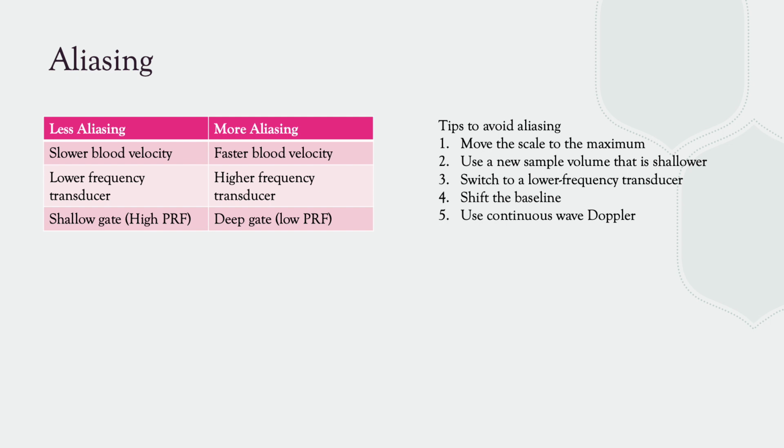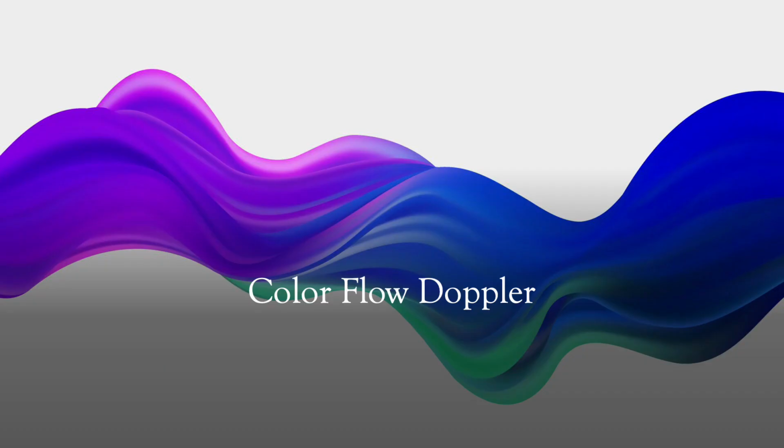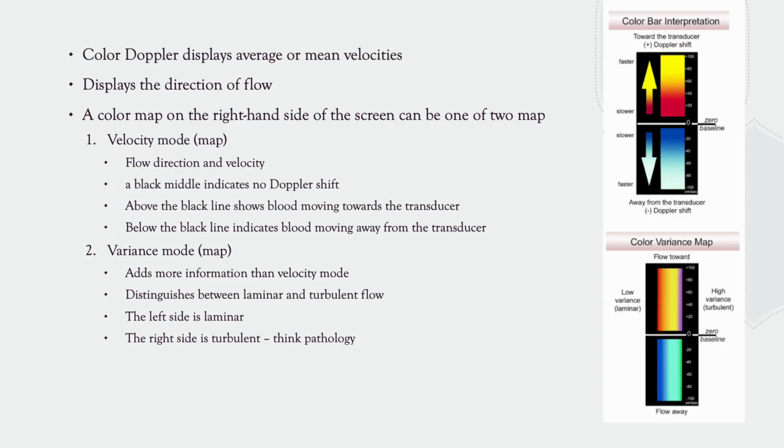Some tips to avoid aliasing are we can move the scale to its maximum, we can find a new sample volume that is shallower, we can switch to a lower frequency transducer, we can shift the baseline, or we can use continuous wave Doppler. Color flow Doppler.